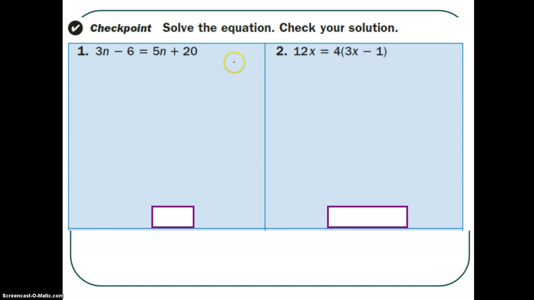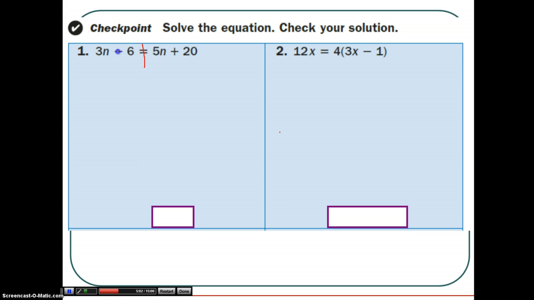Please pause the video and try these two problems. Remember, you can have no solution, or you can have all numbers as a solution. Problem number 1.